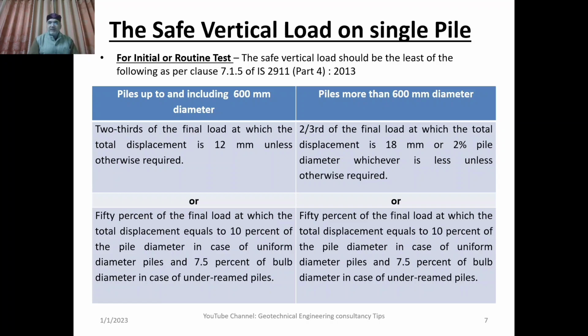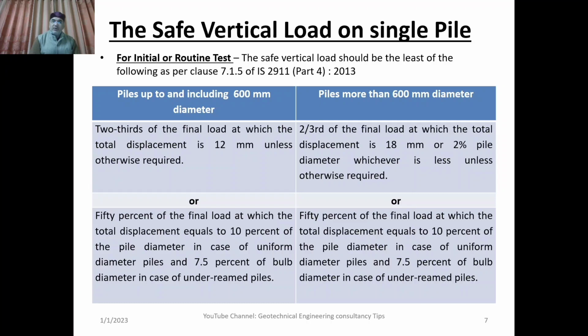The safe vertical load on single pile, whether it be an initial load test or a routine load test, the code, the clause 6.1.5 of Indian Standard IS 2911 Part 4 2013 says that it should be the least of the two. And what this code has done, they have divided the piles for and up to pile diameter including 600 mm diameter and for piles more than 600 mm diameter.